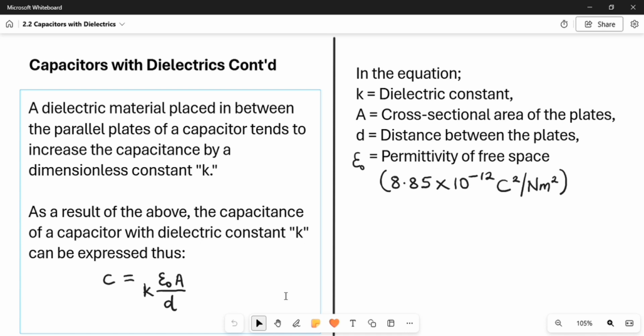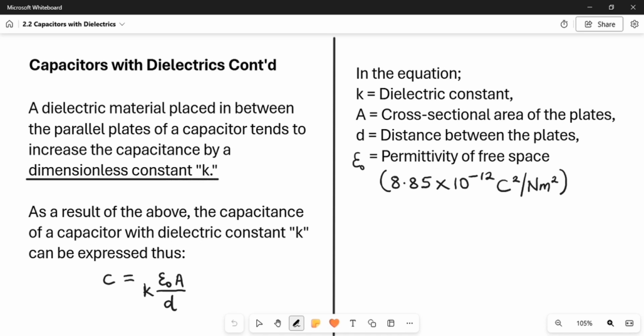So looking at capacitors with dielectrics, we have said previously that one notable advantage of a dielectric material is that it helps to increase the capacitance of a capacitor. When this dielectric material increases the capacitance of a capacitor, it does that by a constant. We call that constant K. And the constant has no dimension, meaning it is dimensionless.